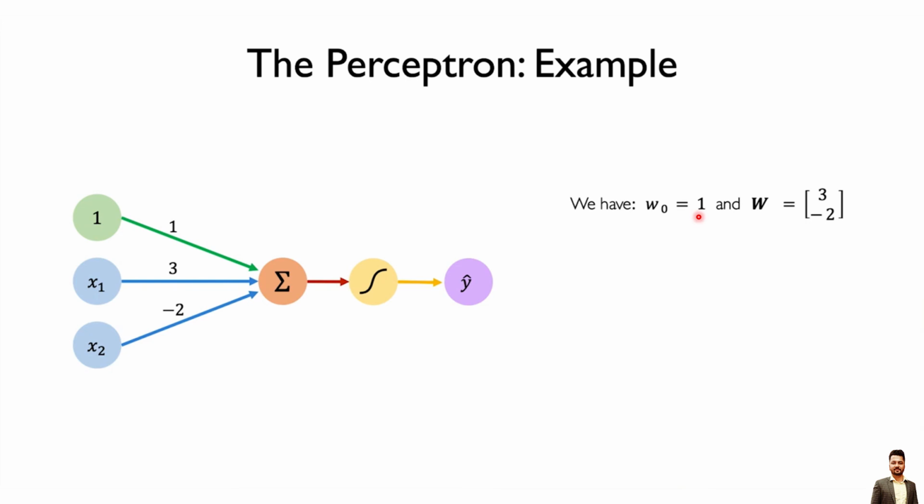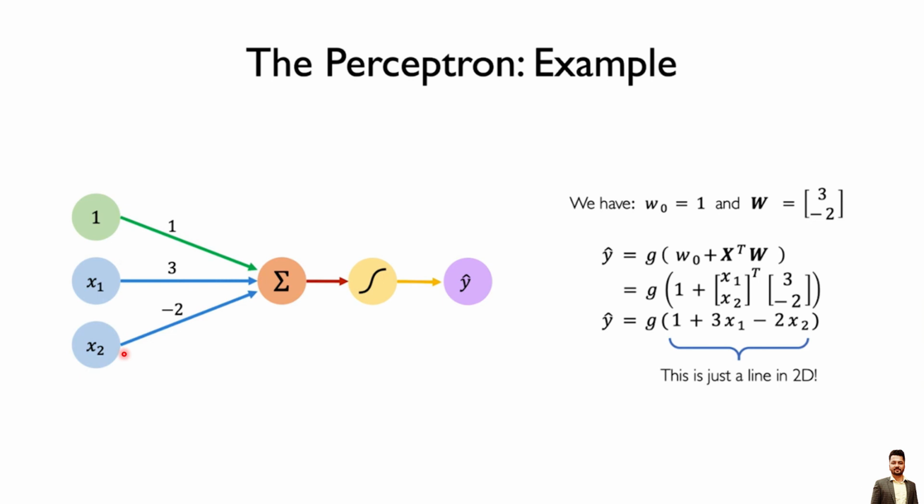Now we have w naught equal to 1, which is a bias value, and w equal to 3 and -2. These are the weights, and x1 and x2, here you can see these are the inputs. Now see what happens. If I want to calculate this y hat, the output, it has to be equal to g of (w naught plus X transpose W). We had seen this earlier. You have to solve this in a way that was discussed earlier also. So [x1 x2] transpose and [3 -2]. Now when you solve this, you will get this line. This is a straight 2D line, 1 plus 3x1 minus 2x2. This can be visualized as a single straight line.